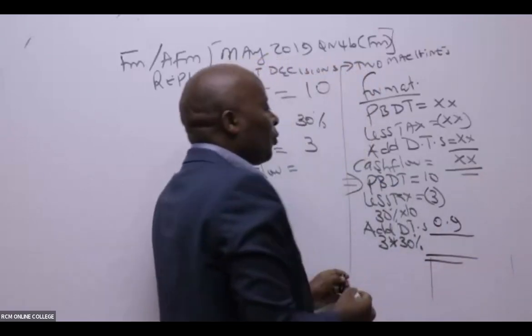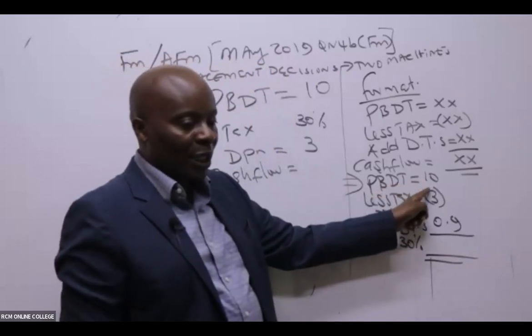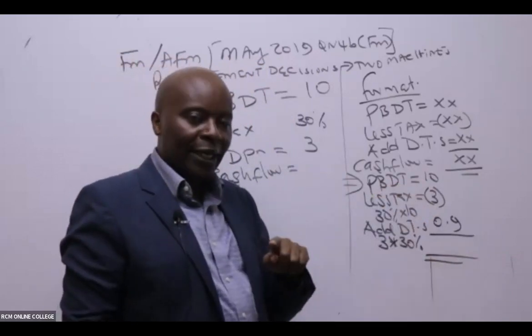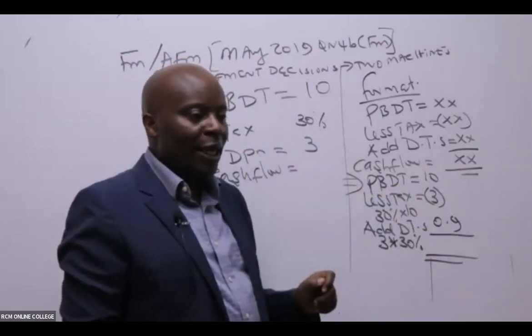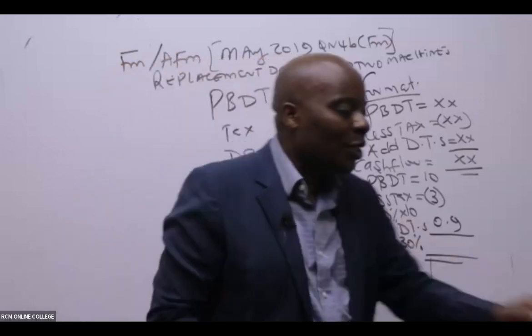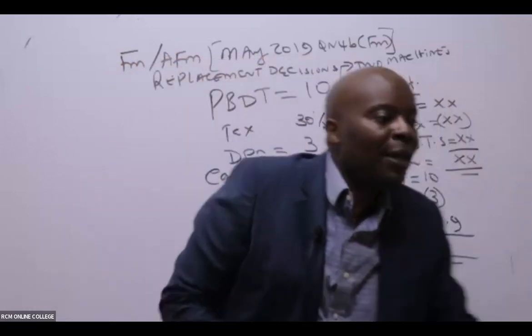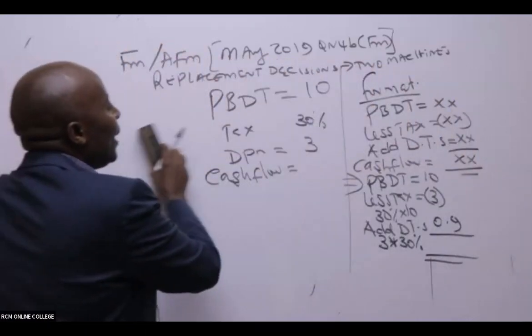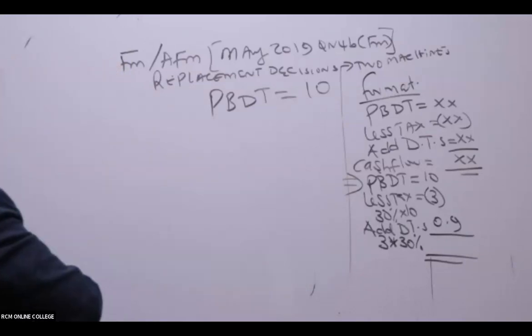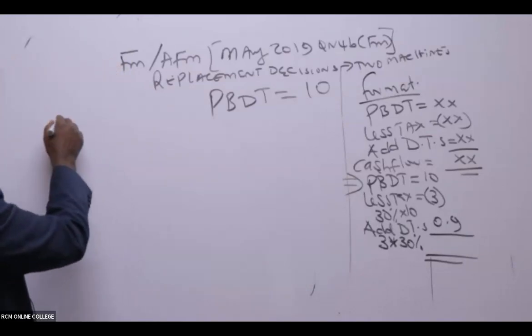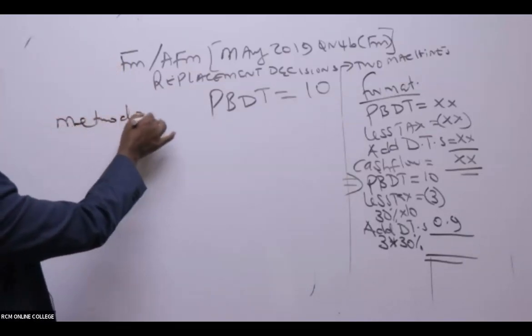Meaning that our cash flow will be 7.9. We have got many ways of doing it. Remember, another student, another ninja, would have come and used a different method, whichever you decide to use.